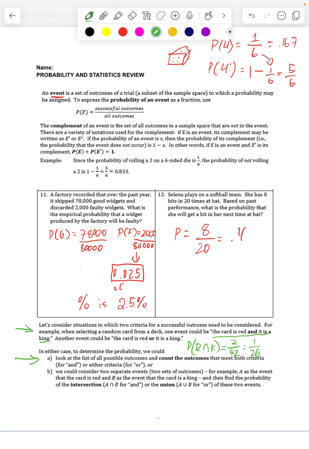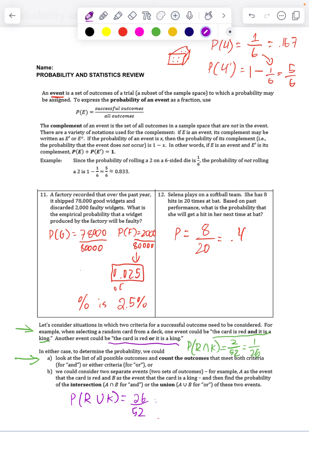Now another event could be something like this, which is the union. The probability that the card is red or a king. So the probability of red or a king, let's break this down. What's the probability of it being red? Half the deck is red. So that's 26 out of 52.